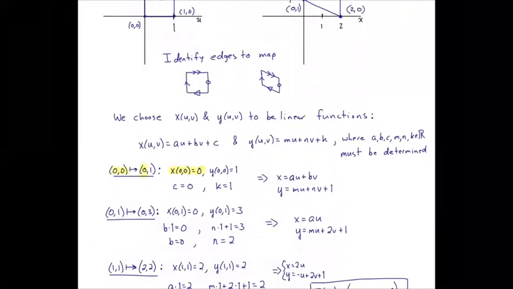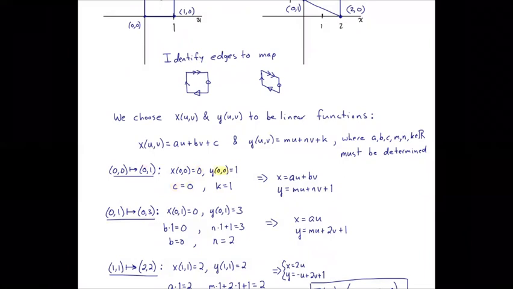Plugging in 0, 0 to that needs to be equal to our x coordinate of 0. So if that's the case, u and v are 0. So that leaves just c in our equation for x. So c needs to be equal to 0. So we know our constant c for our x function. So we've determined one of our parameters here.